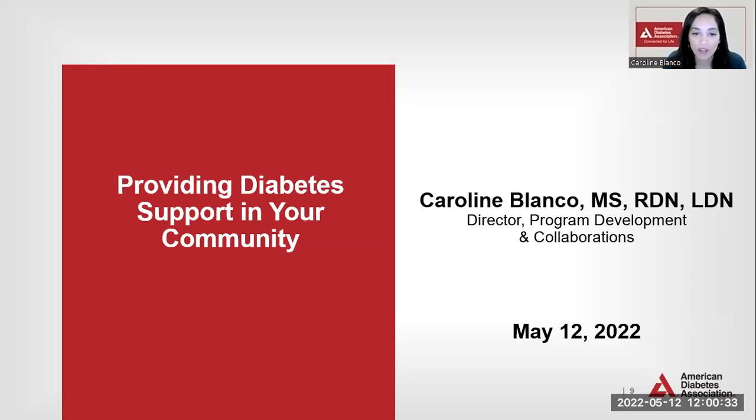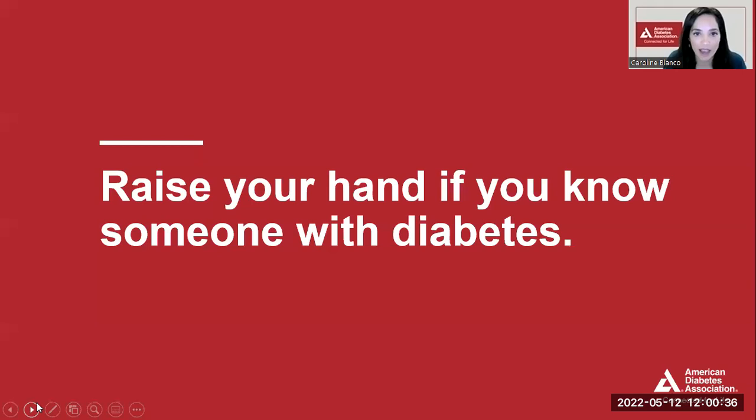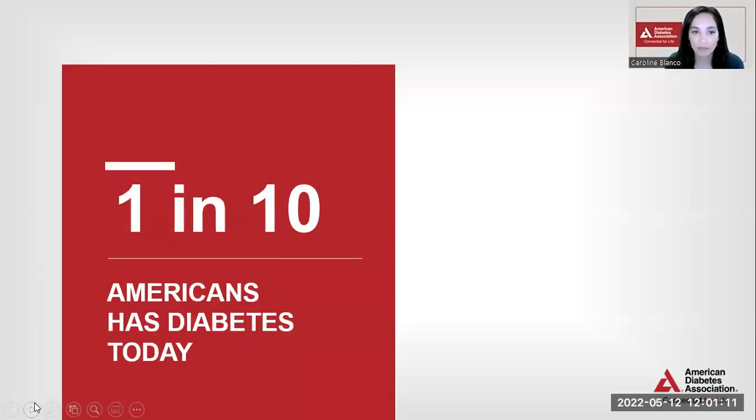So if we go to the next slide, over 37 million Americans have diabetes. And so this really shows us the prevalence throughout the United States. We always like to ask folks to raise their hand if they know somebody with diabetes, whether it's a family member, a friend, folks that you work with, so you can really go around and see how diabetes affects individuals, families, communities as a whole. 1 in 10 Americans have diabetes, and if you go to the next slide, 96 million Americans have pre-diabetes.